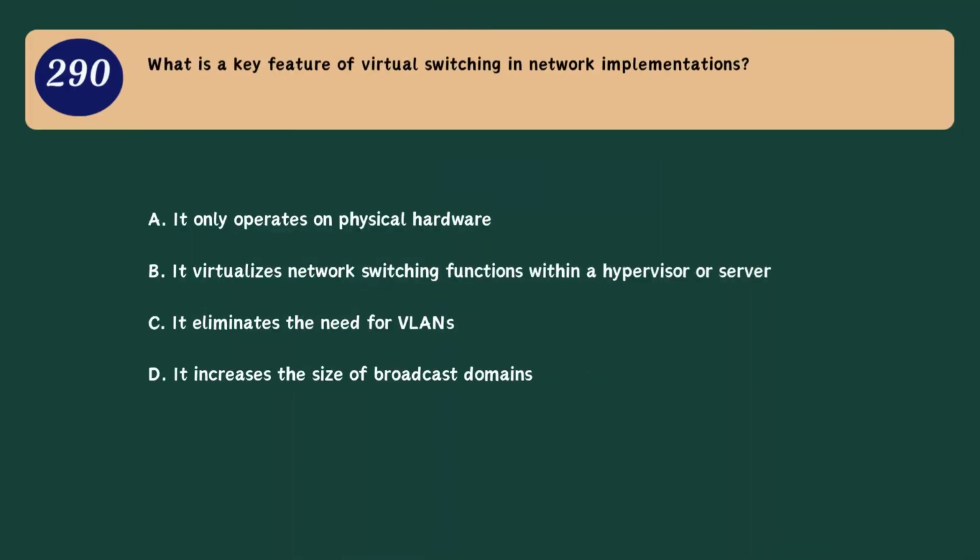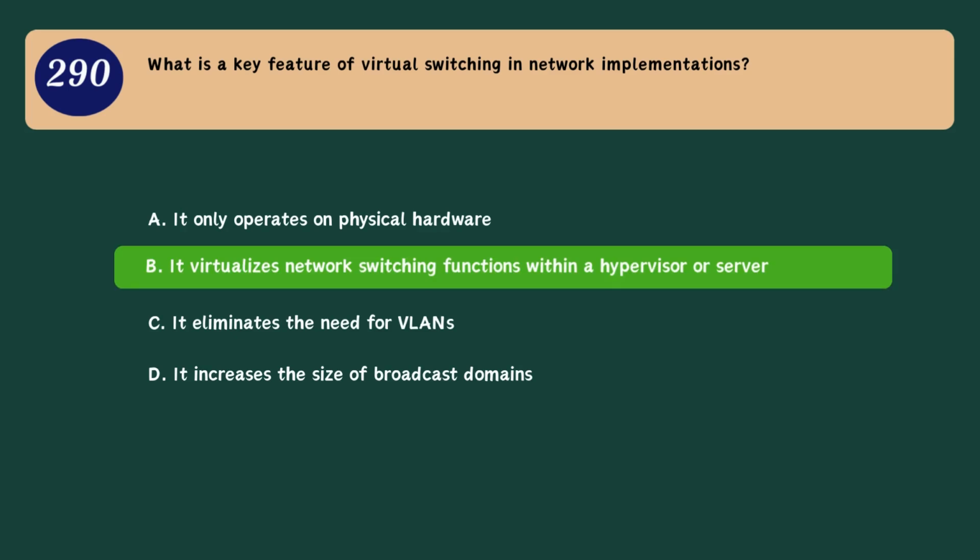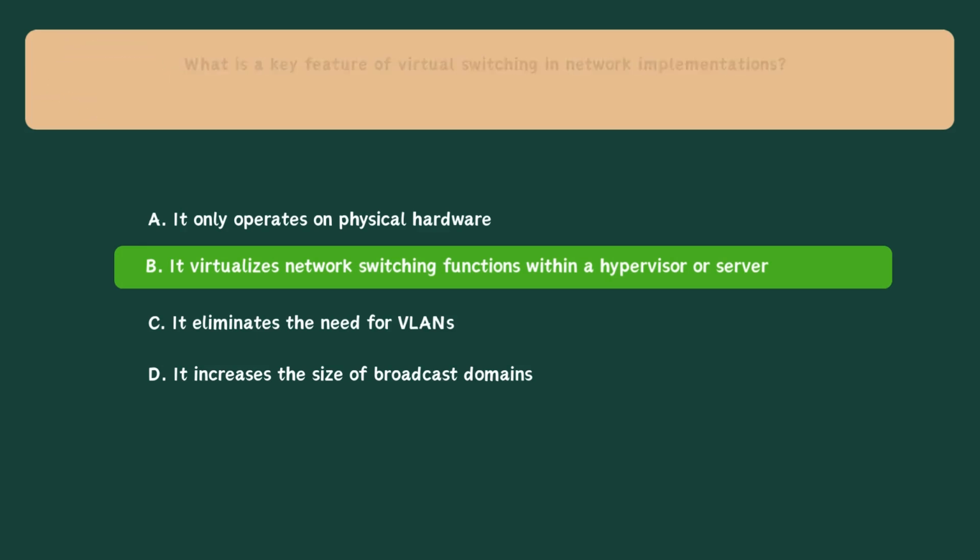Question 290. What is a key feature of virtual switching in network implementations? A. It only operates on physical hardware. B. It virtualizes network switching functions within a hypervisor or server. C. It eliminates the need for VLANs. D. It increases the size of broadcast domains. Correct answer. B. It virtualizes network switching functions within a hypervisor or server.